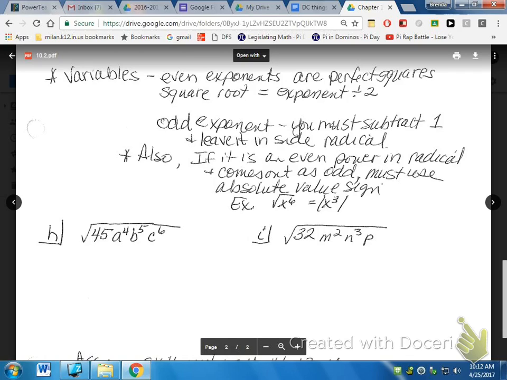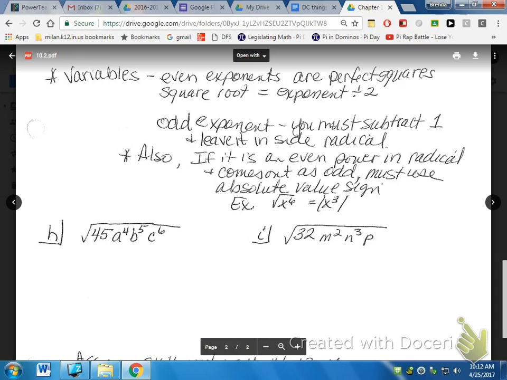Now, if it is an odd exponent, those aren't perfect squares. So you must subtract 1 from the exponent because the leftover has to stay inside. It's just like a number that's not a perfect square. The leftovers have to stay inside the radical. So you take 1 off, that makes it an even, and then take that out.